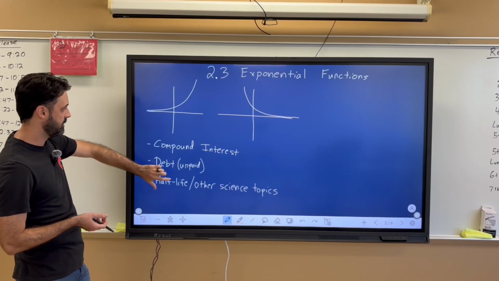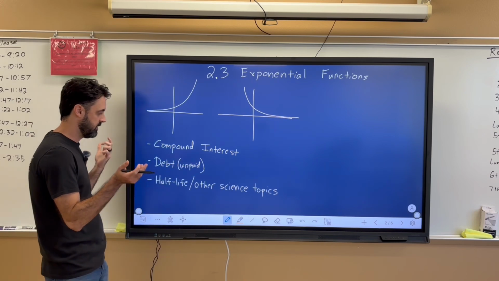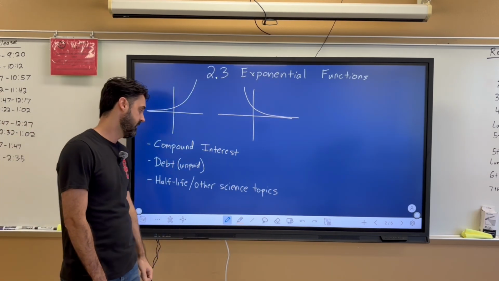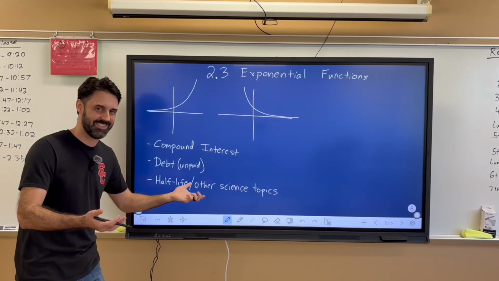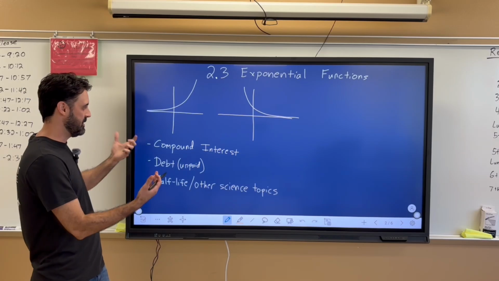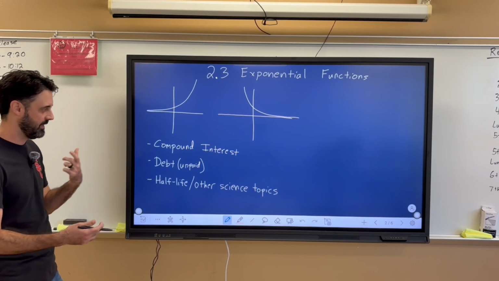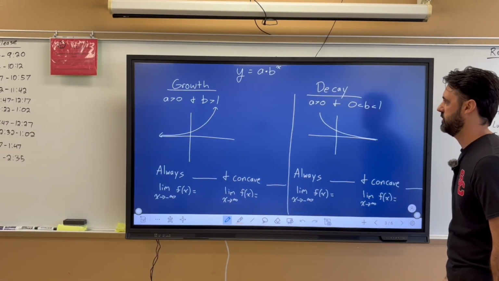And it has a lot of applications outside of or in other disciplines as well. Like, for example, half-life is going to follow typically some sort of exponential decay. And some other science topics. I know they're out there. I'm not really a science guy. But I do know that these types of functions come up a lot in different science courses. All right, so that's the real world application.